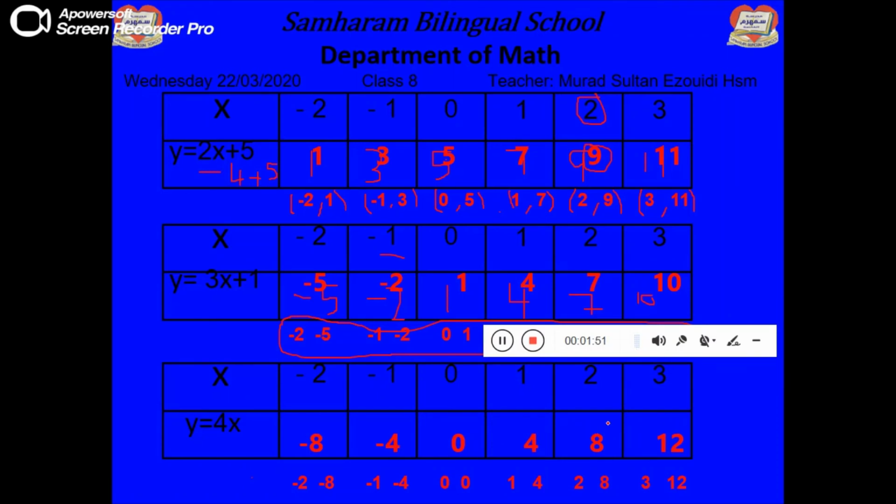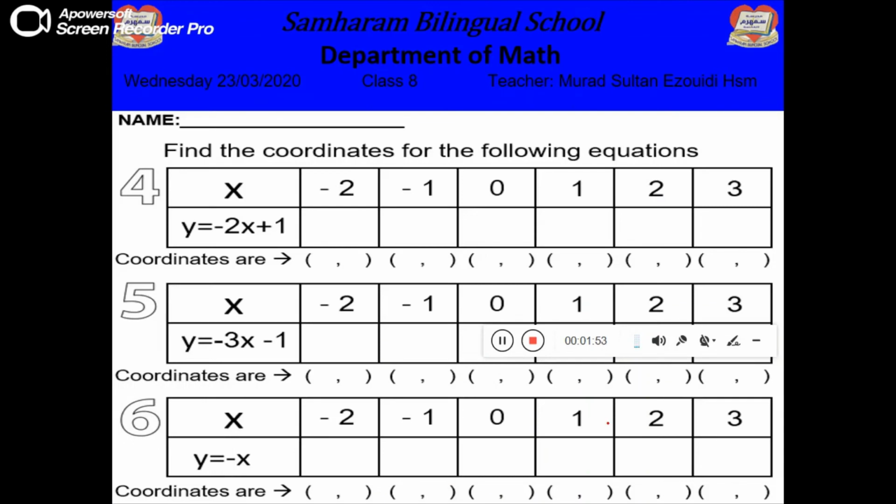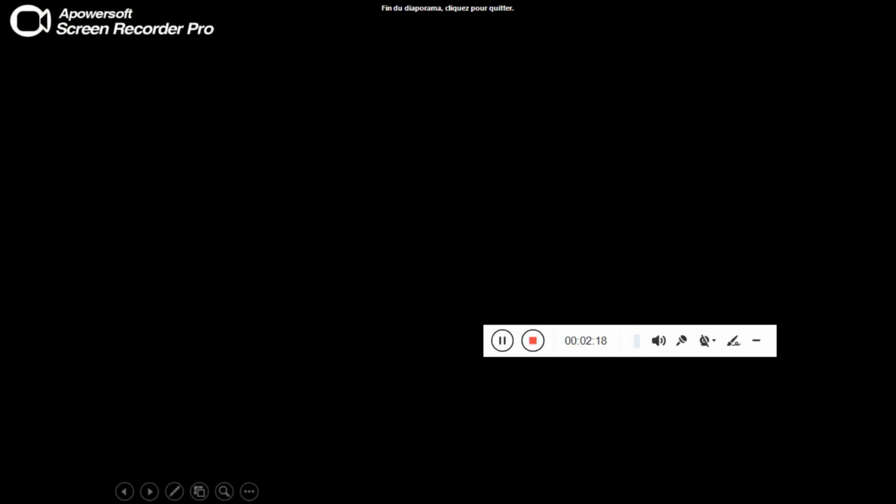Let's continue. Now the next example: find the coordinates of the following equations. We have 3 equations. y equals -2x plus 1. The gradient now is negative, and also here is negative, and here is negative. Negative x means -1 multiplied by x. So let's do the first one.